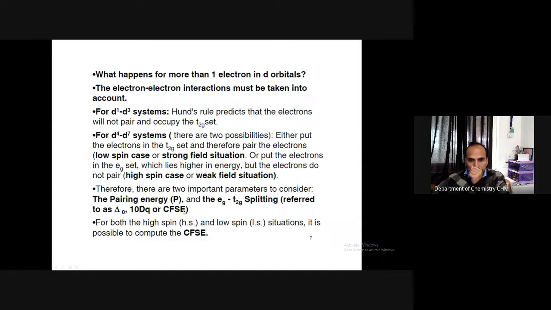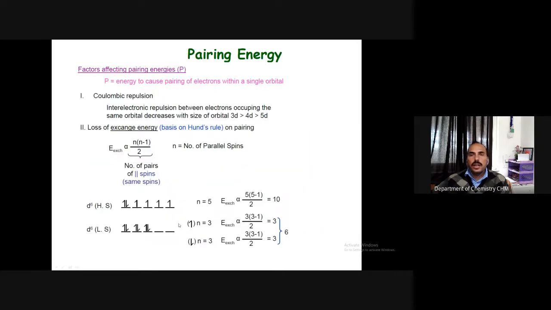All right. For both the high spin and low spin situations, it is possible to compute the crystal field stabilization energy. That is different, but we can compute it for both the cases, which we will see a little later. Before I go further, let me tell you a little more about the pairing energy.